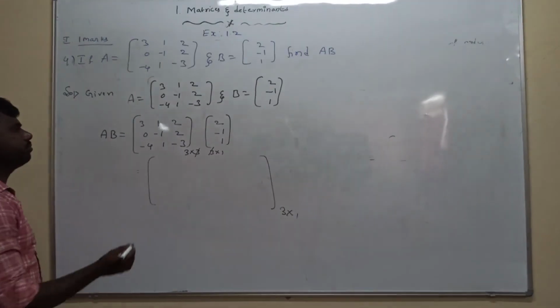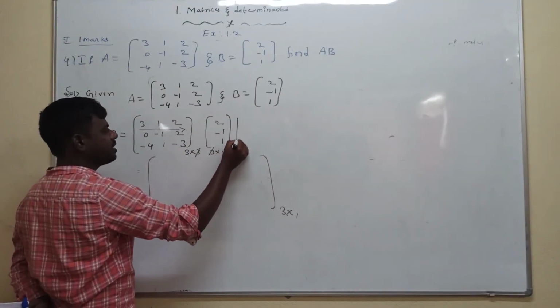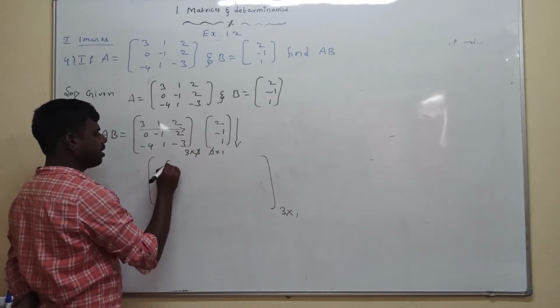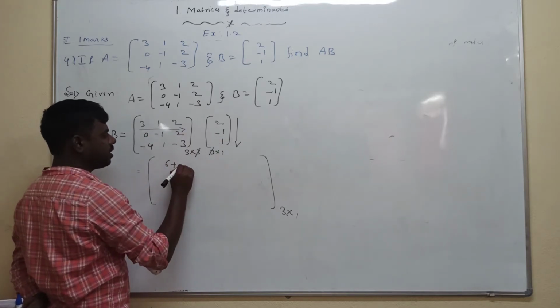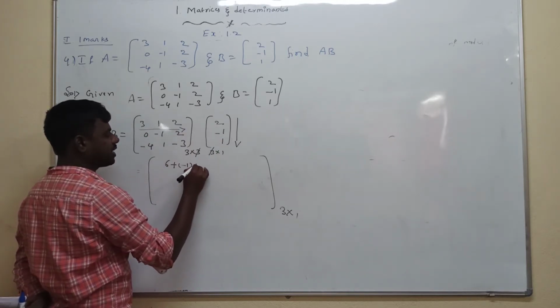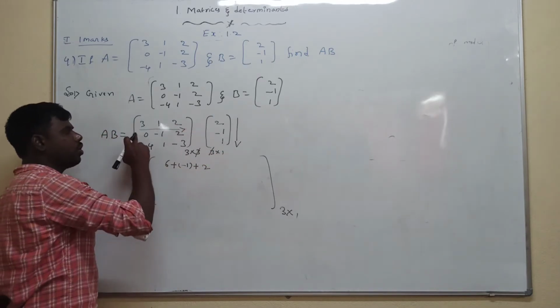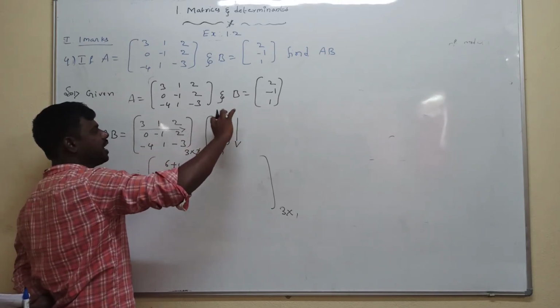First, take the first row from the A matrix and multiply with the first column of the second matrix. That's why 3 into 2 is 6. After that take the symbol as positive. 1 into minus 1 is minus 1. After that take the symbol plus. 2 into 1 is 2. You understood? Product of the first row in the first matrix with the first column in the second matrix.